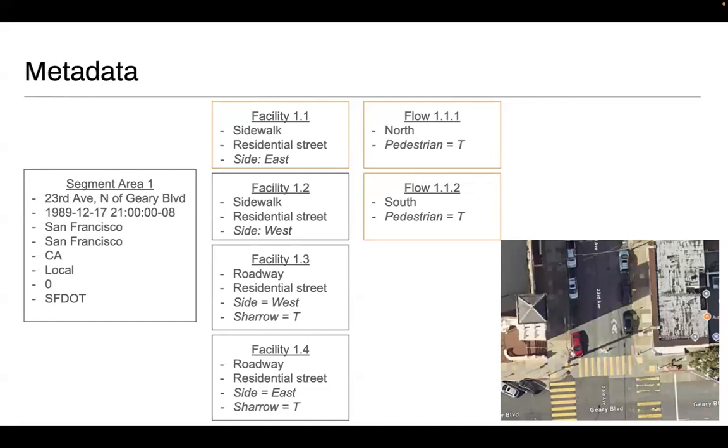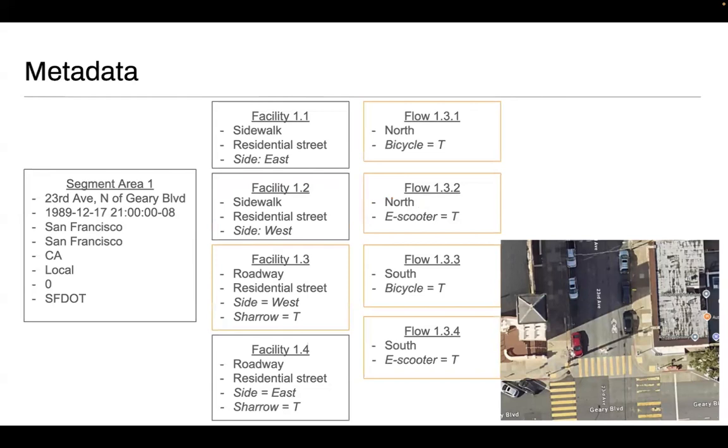So in this example, you can see how there can be two types of flow for one facility based on the side of the sidewalk and the direction of the traffic. Pedestrians traveling north and pedestrians traveling south on the east side of the sidewalk. Or you can have one flow type to one facility where you combine the direction of travel, in this case for pedestrians only.